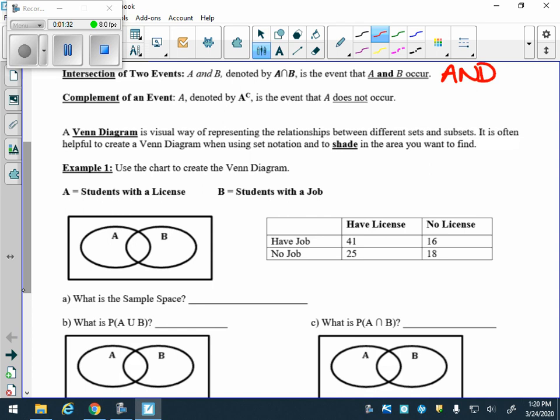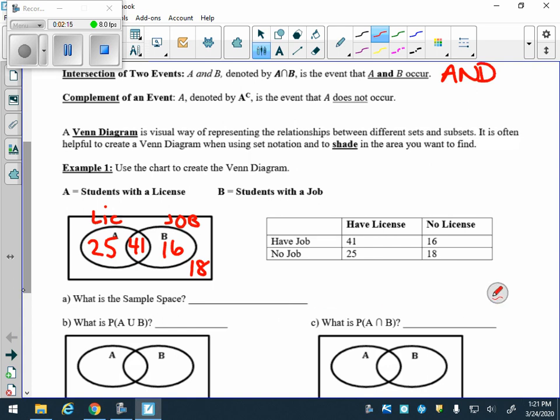So how many students have a job and a license? So look at the table. Who has both those events? How many students? 41. Okay. Now, how many students only have a job but no license? Okay, so I'm just going to label job here, license here. So students that only have a job but no license is 16. Okay. How many students have a license and no job, which is 25. How many have neither? Okay, no job, no license is 18.